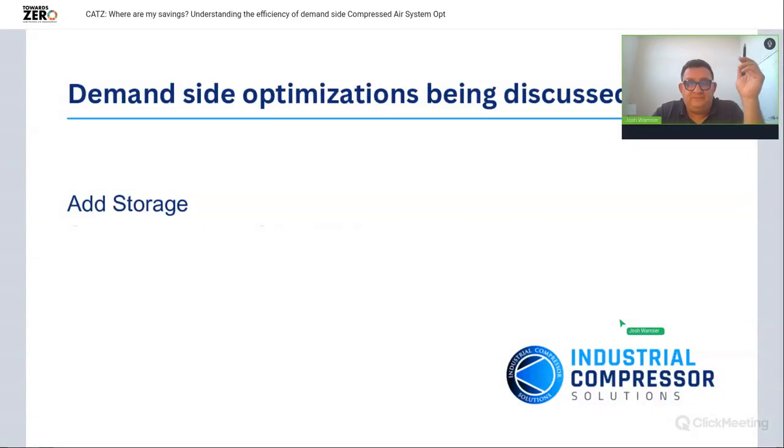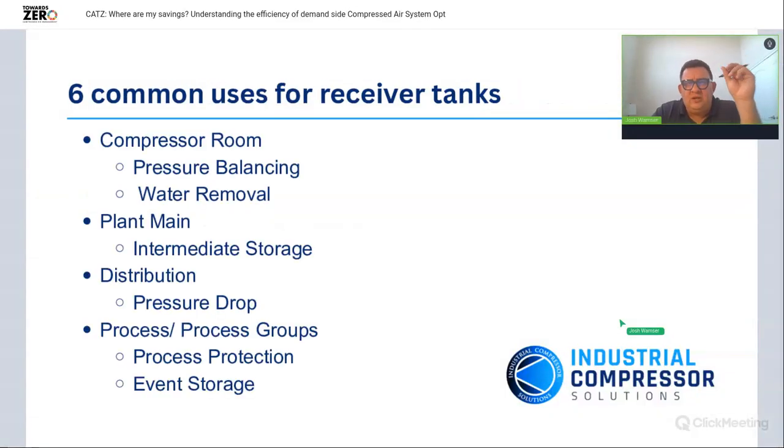Adding storage. There are 6 common uses for receiver tanks in compressed air systems. In the compressor room on the wet side, so before the dryers, we have pressure balancing as well as water removal. After the dryers and filters, we have intermediate storage, which stores air for intermittent demand and also aids, along with the pressure balancing, for compressor control operation.